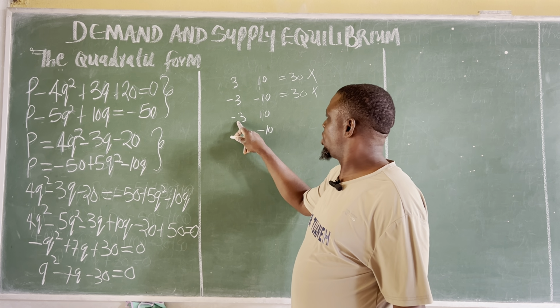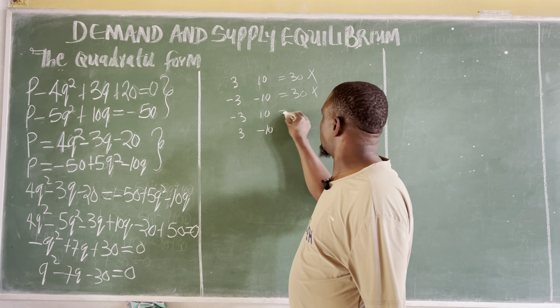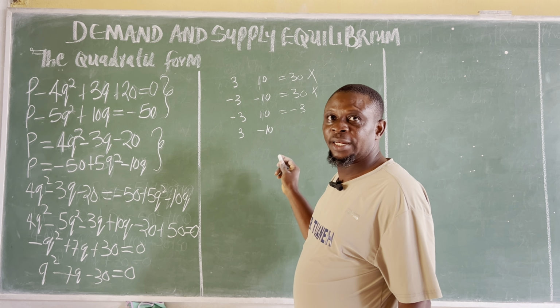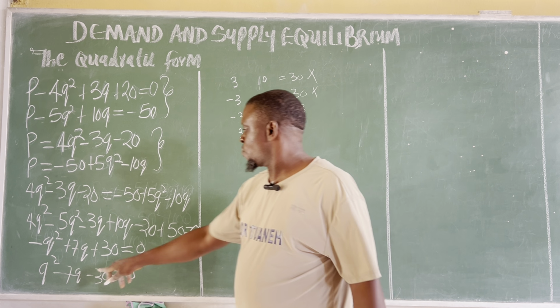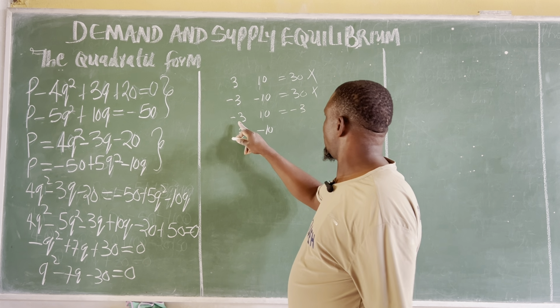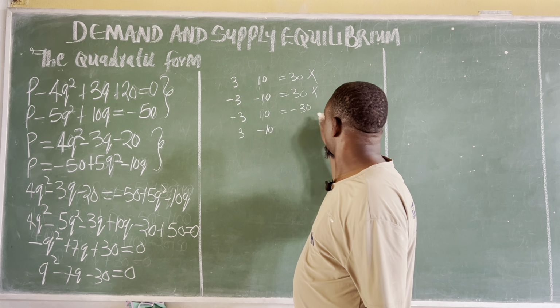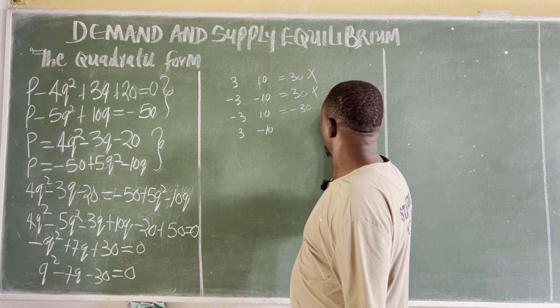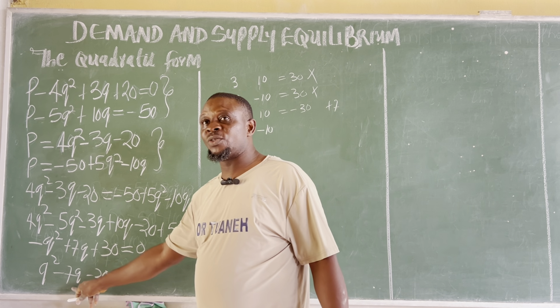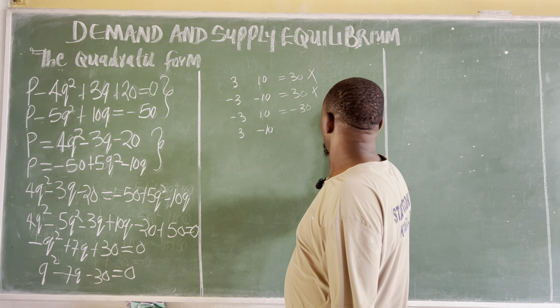Now we have minus 3 and 10. This is equal to minus 30. That seems to be correct. But is the sum equal to minus 7? Minus 3, this is minus 30. And then the sum here will be plus 7. But what we have is minus 7. So this is also not correct.